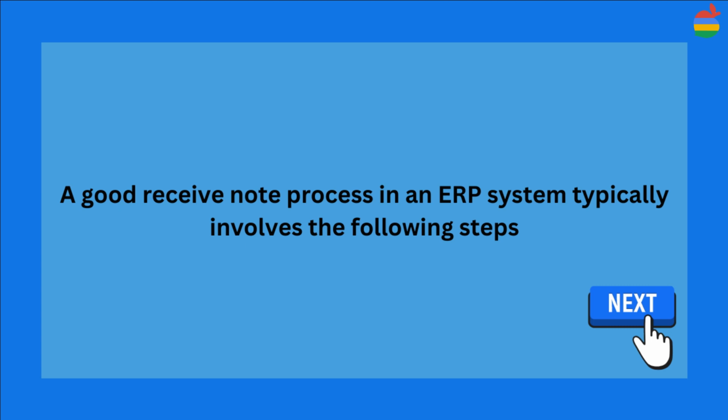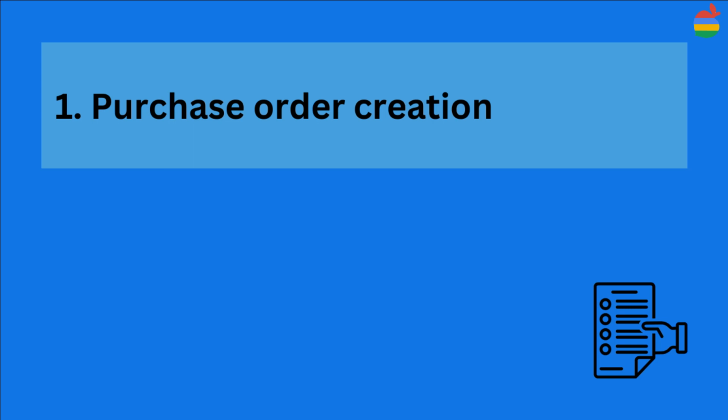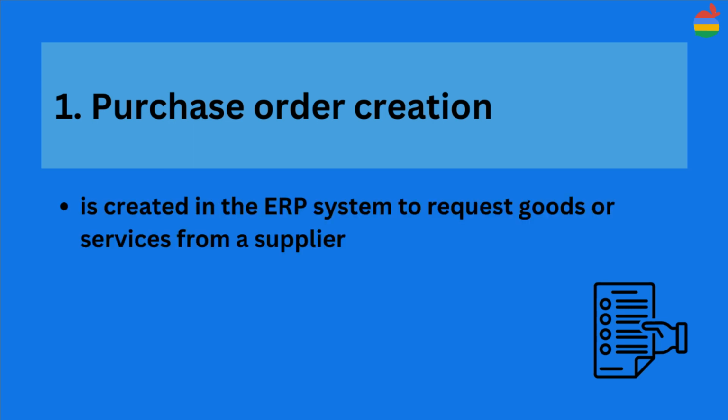A good receive note process in an ERP system typically involves the following steps. First, the purchase order creation. A purchase order is created in the ERP system to request goods or services from a supplier.